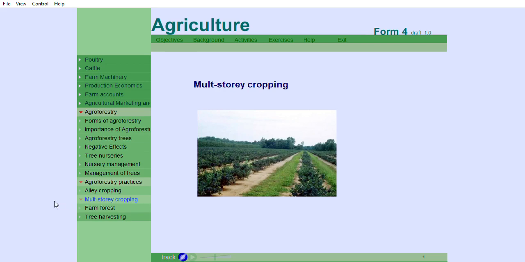Examples of tree species for this system include whistling pine or Casuarina equisetifolia, African blackwood or Dalbergia melanoxylon, muhugu or Brachylaena huillensis, and acacia.